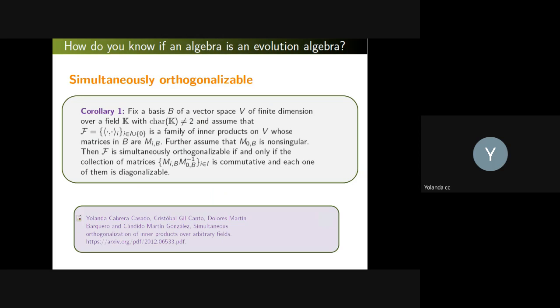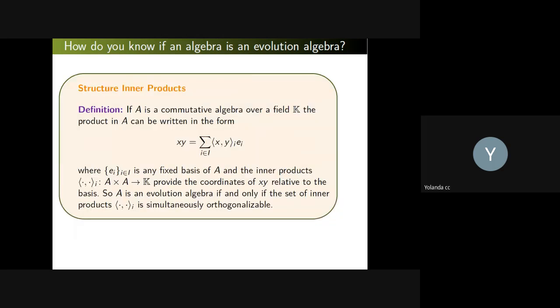Okay? Now, how do we apply this result in our case? First, we define the structure inner product as the projection of the product on its component with index i. So, an algebra is an evolution algebra if and only if the family of structure inner products is simultaneously orthogonalizable.